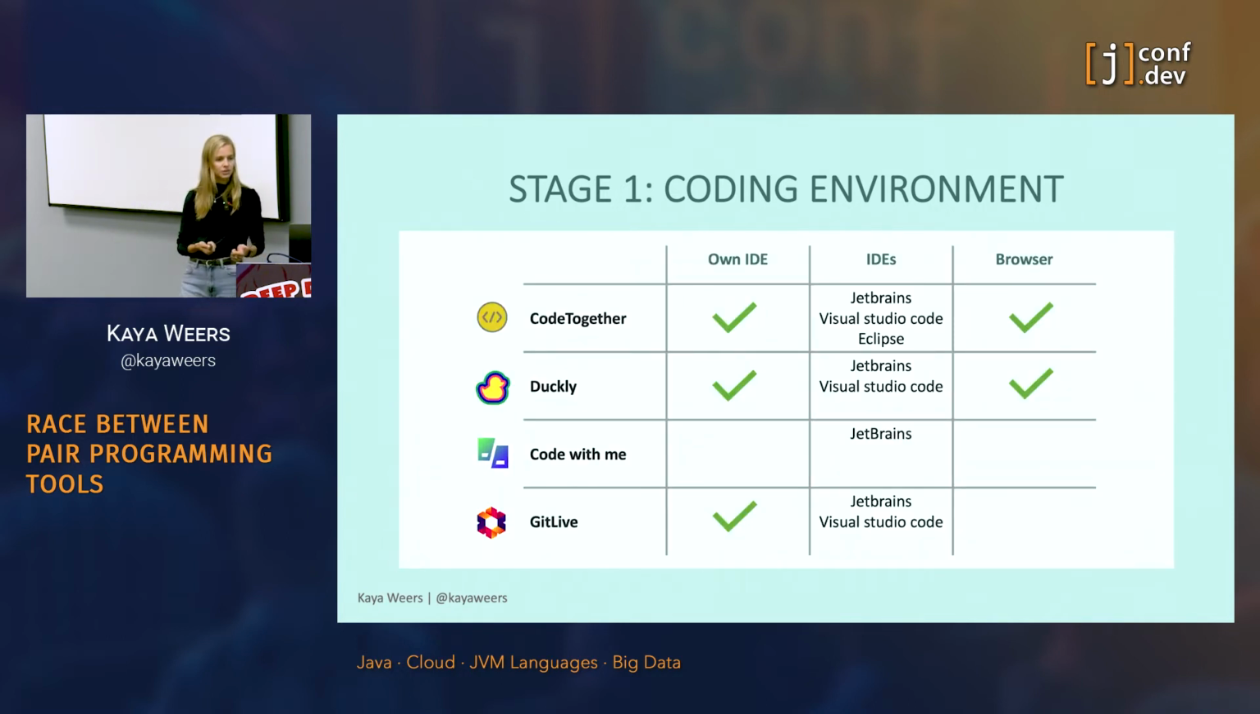Let's see in here. So you can join from your own IDE except for Code with Me. The number of IDEs that is supported differs, and the browser option is only offered by Code Together and Duckly. In here, we'll see that Code Together won this stage because it has the most options for IDEs, and you can also use the browser, which is convenient if someone has a different IDE or they're just in a place where they don't have their whole IDEs installed and they just want to join from a different laptop, for example.